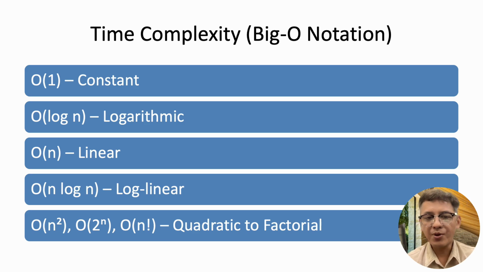O(2^n), or exponential time. Algorithms solving problems like the recursive version of the Fibonacci sequence can fall here. And then O(n!), or factorial time. This is extremely slow. An example is the brute force solution to the traveling salesman problem. Choosing an algorithm with better time complexity is crucial when working with large-scale data.